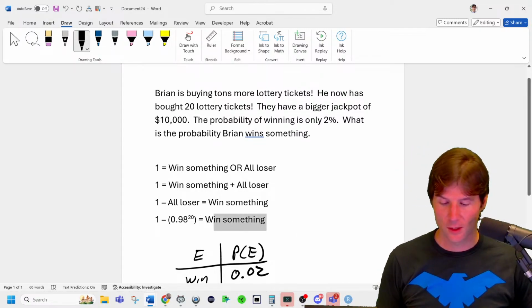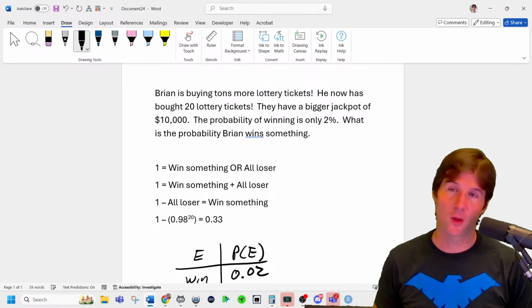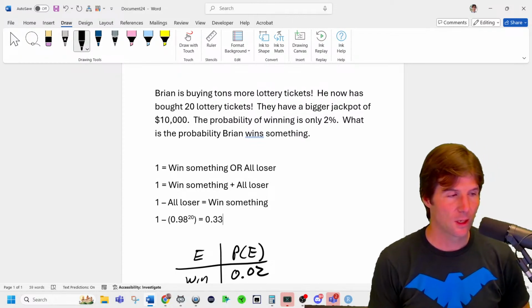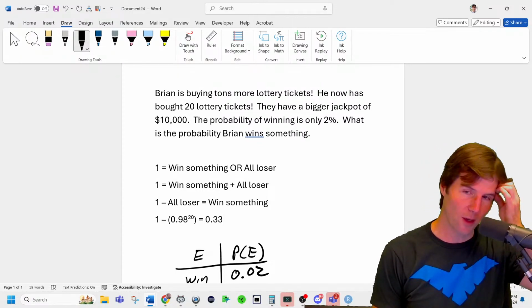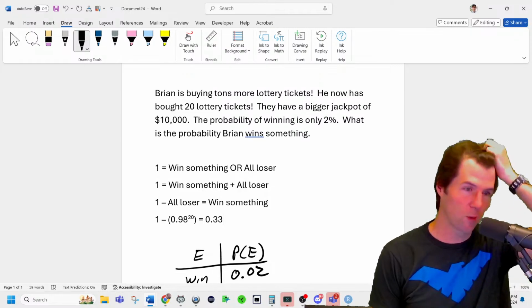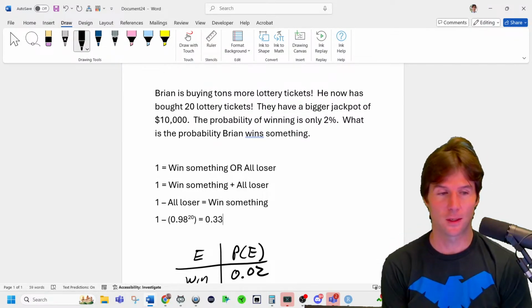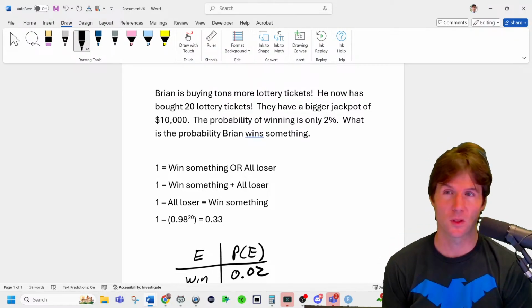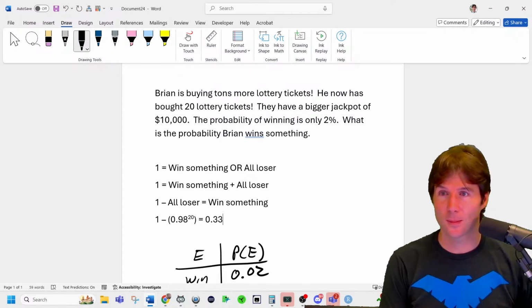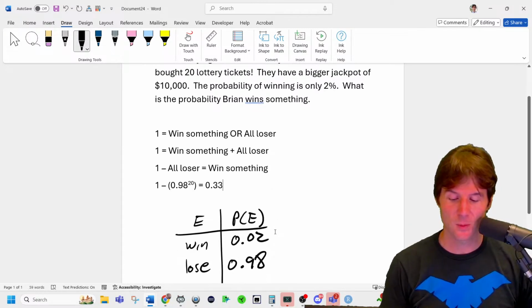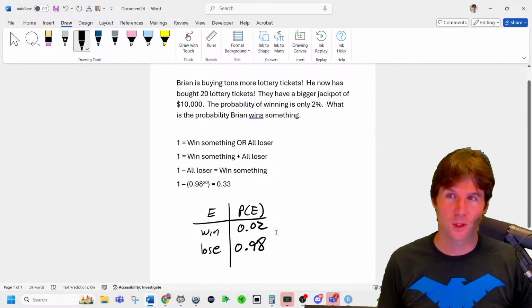So this right here achieves a probability of about 33%. If you have a 2% chance of winning and you buy 20 lottery tickets, you have about a 33% probability of winning something. And that's how we solve at least one problems. Just remember your steps right here. It really boils down to practicing these by doing the steps. I'll have a lot of different steps for a lot of problems.